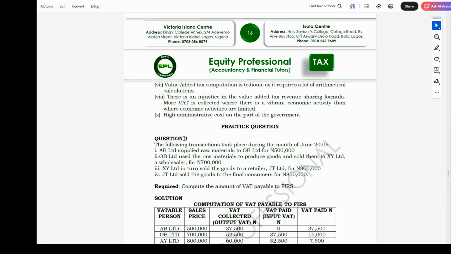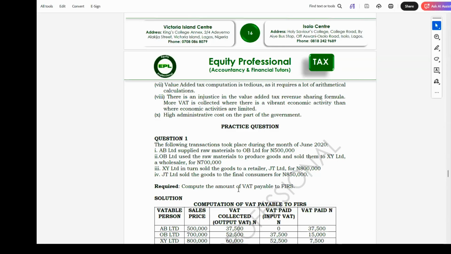So we are going to go to the computation part now. Under the computation, we start with question number 1. The following transactions took place during the month of June 2000. AB Limited supplied raw material to OB Limited for 500,000. OB Limited used the raw material to produce goods and sold them to SY Limited, a wholesaler, for 700,000. SY Limited in turn sold the goods to a retailer, JT, for 800,000. JT Limited sold the goods to the final consumer for 850,000. Required: compute the amount of VAT payable to FRA.